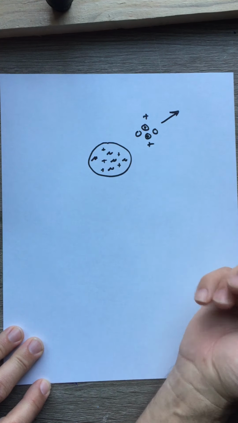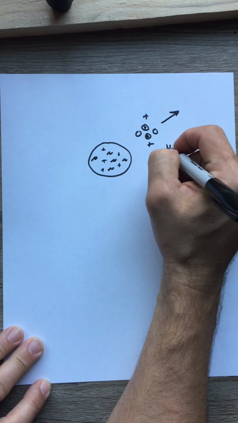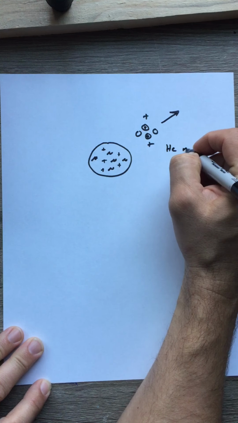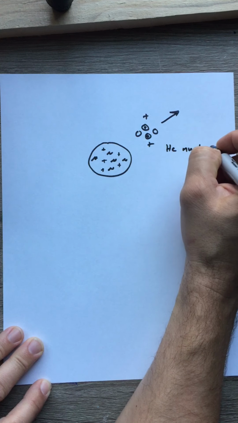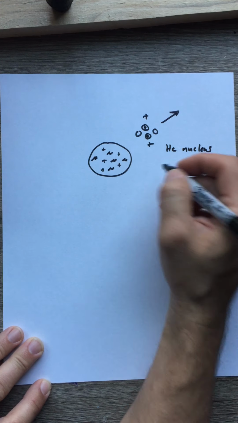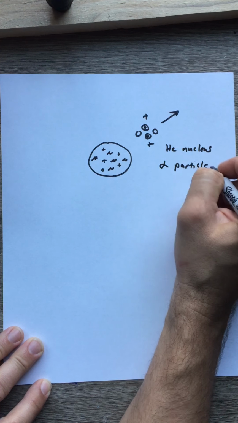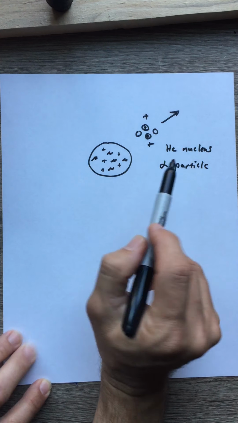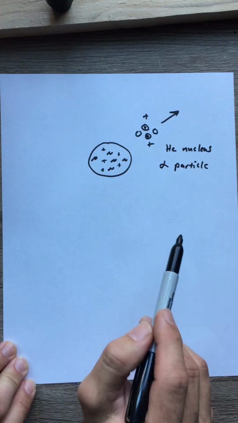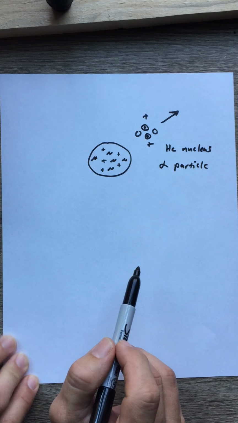You might recognize this as the nucleus of a helium atom, so we sometimes call it a helium nucleus. More often it's just called an alpha particle. An alpha particle is, in fact, just a helium nucleus. It's two protons and two neutrons.